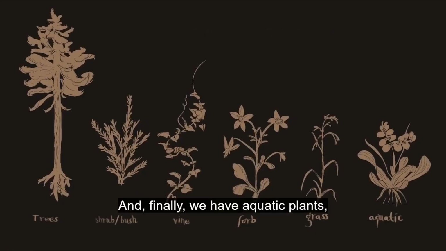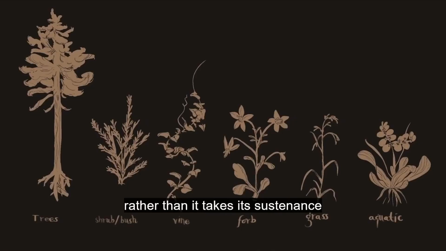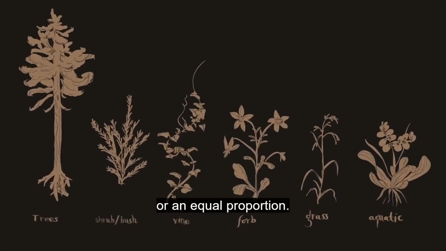Then we have grasses, which are herbaceous plants with slender leaves or blades and inconspicuous flowers. And finally, we have aquatic plants, which are herbaceous plants that grow partly or fully in the water. So the plant doesn't have to be completely in the water body to be considered an aquatic plant, rather than it takes its sustenance from a larger proportion of water than land, or an equal proportion.